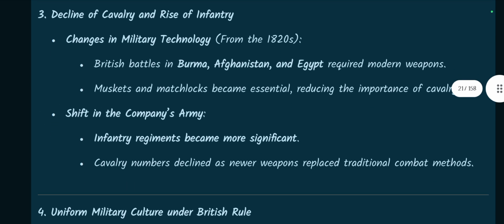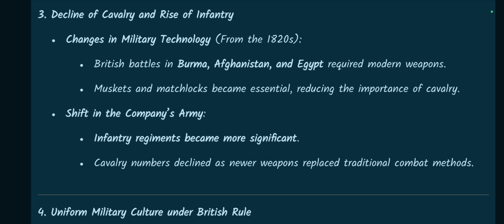Number 3: Decline of cavalry and rise of infantry. Changes in military technology from the 1820s. British battles in Burma, Afghanistan, and Egypt required modern weapons. Muskets and matchlocks became essential, reducing the importance of cavalry.